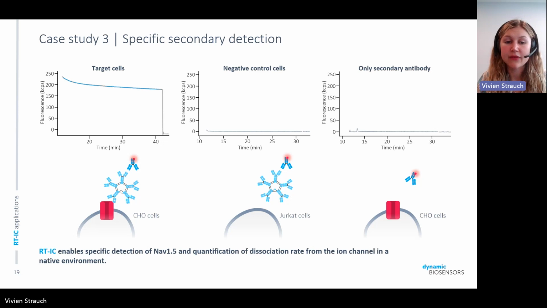And in the middle graph, you can now see that this binding is very specific, because we used another cell line that does not express the ion channel. And in this case, we also don't see any fluorescent signal. Also in the right graph, we see another control measurement where we used only the secondary antibody without the primary specific antibody. And here you can also see no binding and no fluorescent signal.